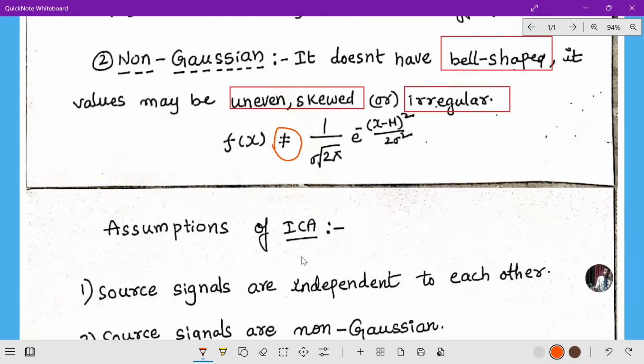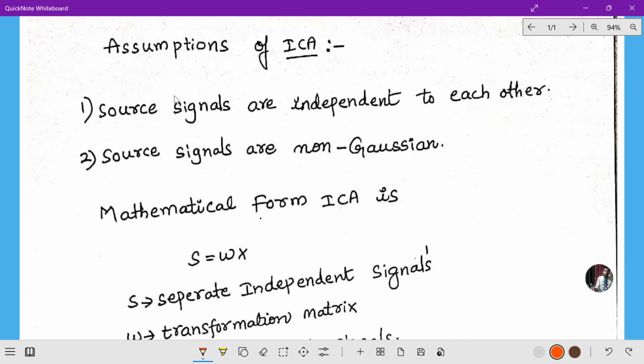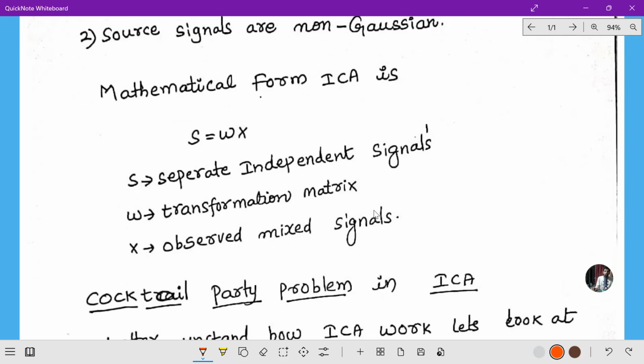Now we'll see the assumptions of this ICA. In general, source signals are independent of each other. Source signals are non-Gaussian. This is the formula for ICA: S is equal to WX. What is the meaning of S? S is the separated independent signals. What is the meaning of W? W is the transformation matrix, and X is the observed mixed signals.